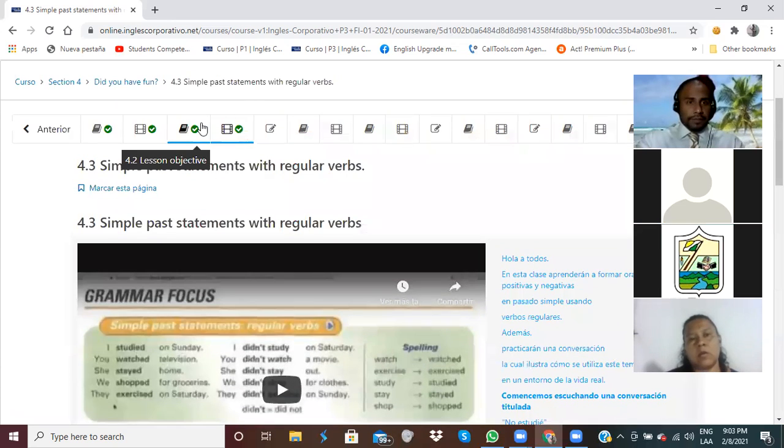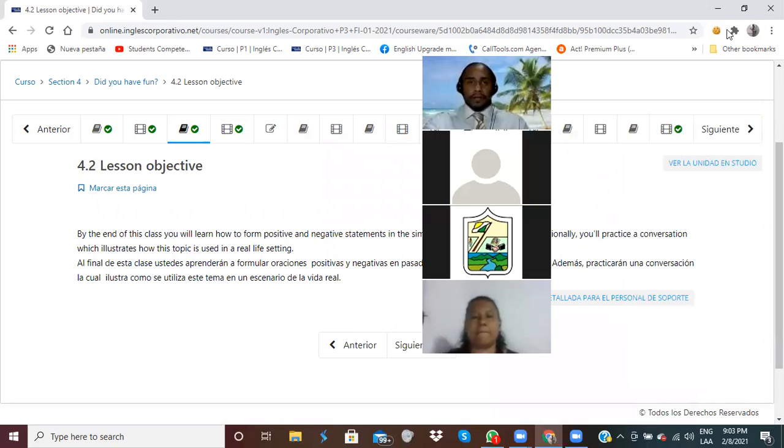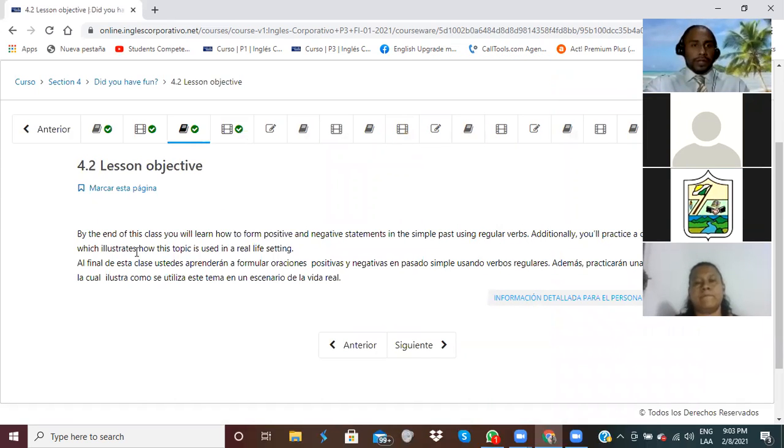The objective of this activity, by the end of this class, you will learn how to form positive and negative statements in the simple past using regular verbs. Additionally, you'll practice a conversation which illustrates how this topic is used in a real life setting.